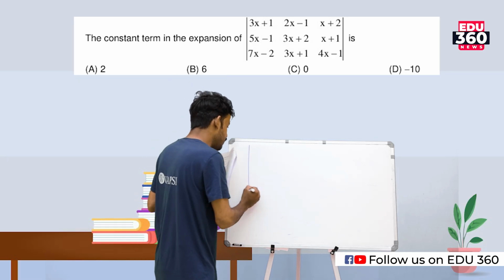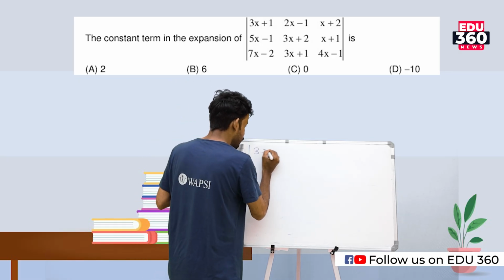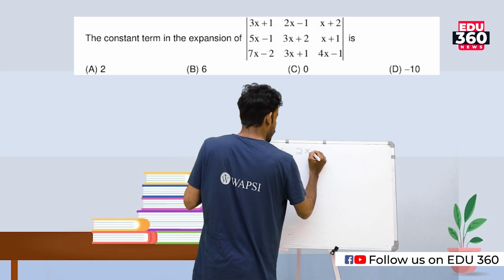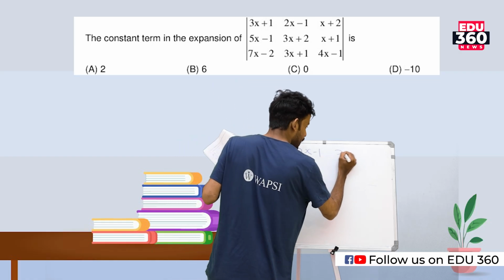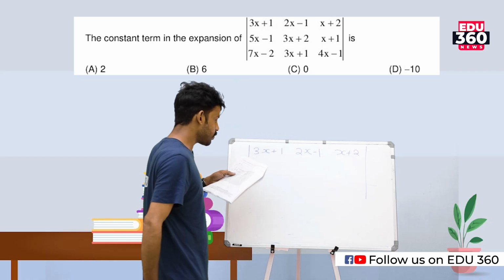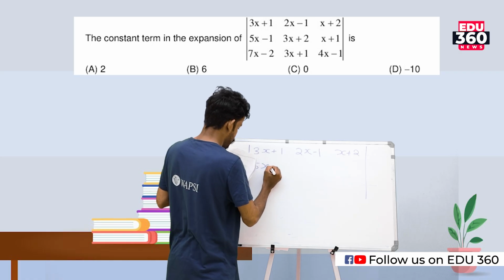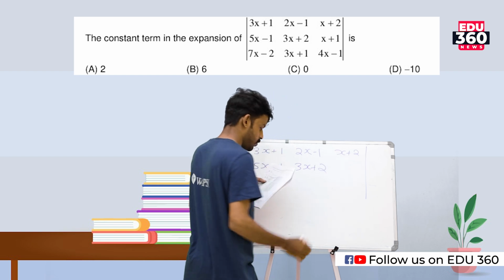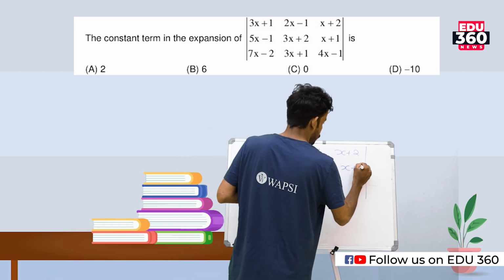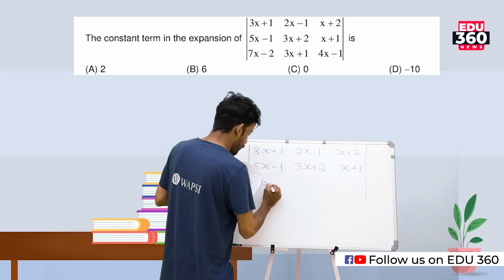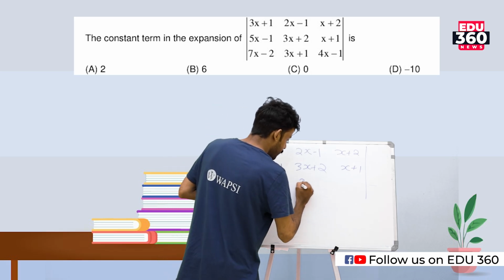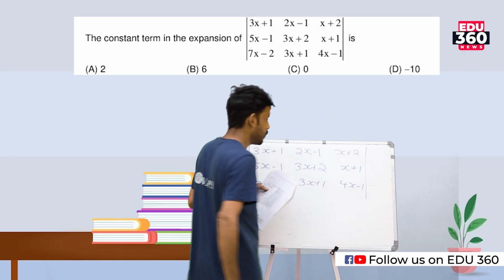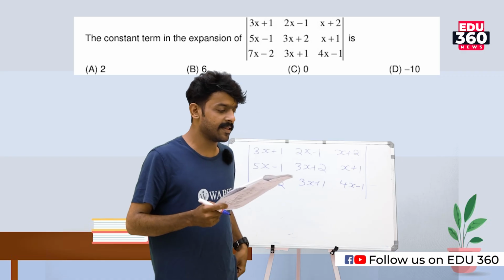So let me write the question first. The first row is 3x + 1, 2x - 1, and x + 2. Here, 5x - 1, 3x + 2, x + 1. And the next row is 7x - 2, 3x + 1, and 4x - 1. So we need to find the constant term in the expansion.